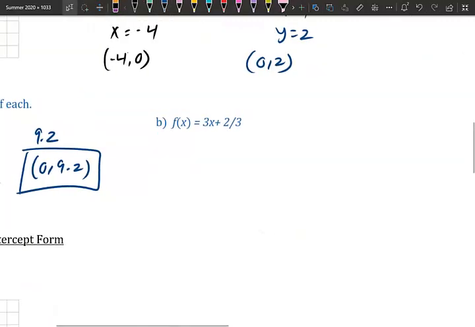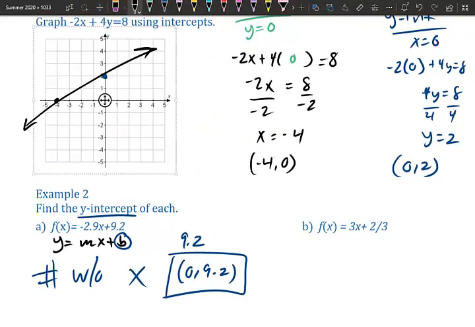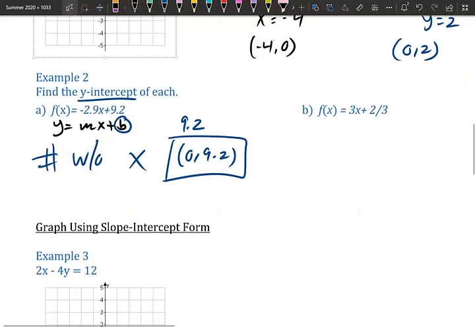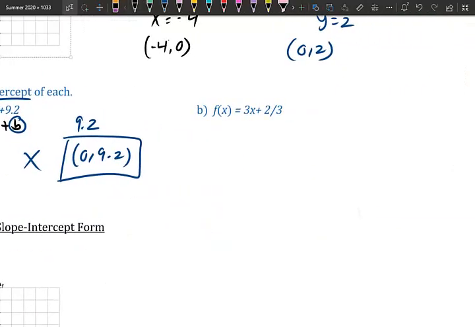Now go ahead and try it for b. Pause it and try for b. Alright, so for b, since it's in the form of f of x equals number x plus number, that's the same thing as y equals mx plus b. So we know our b is the y-intercept, so that's 0, 2 over 3.